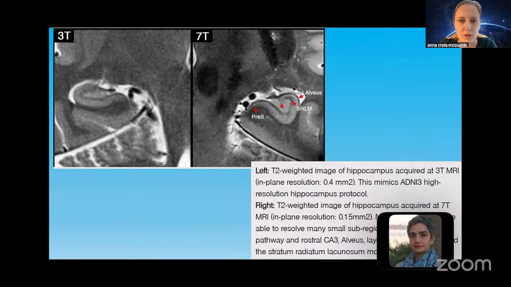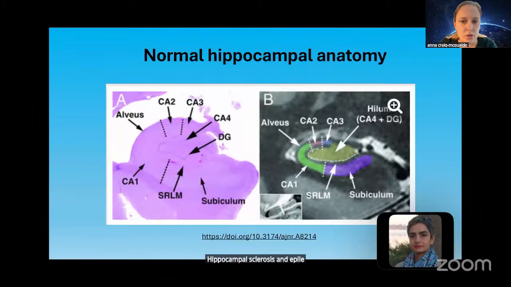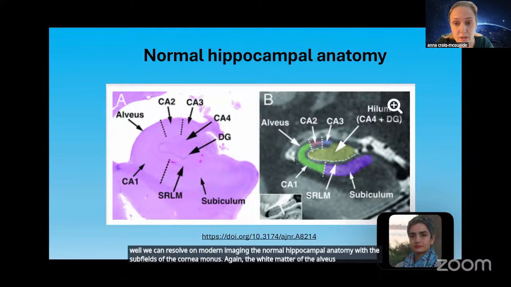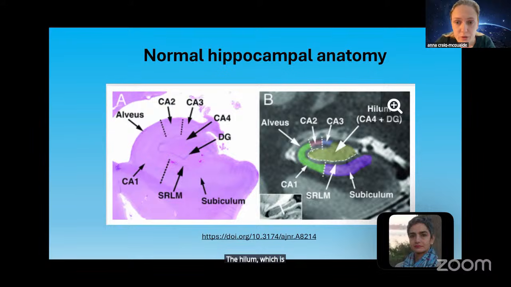And you can also see reduction and loss of definition in the SRLM in patients with hippocampal sclerosis and epilepsy. So this is just another image showing how well we can resolve on modern imaging the normal hippocampal anatomy with the subfields of the cornu ammonis. Again, the white matter of the alveus nicely demonstrated here. The hilum, which is CA4 and dentate gyrus together, and again the SRLM and the subiculum.